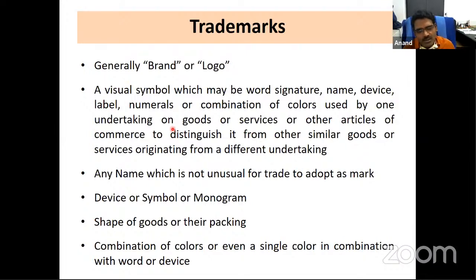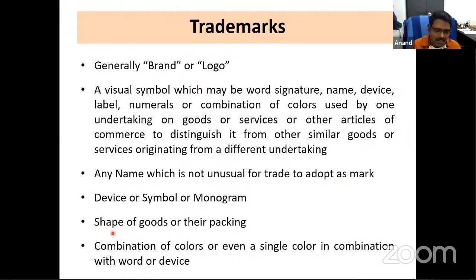So for products also, we know when you talk about, say, Nike, so it is a trademark logo. From the appearance of that word as well as the brand logo, you know what it is, and you know how genuine the goods are. So any name which is not usual for trade to adopt as a mark can be called a trademark. A device or a symbol or a monogram, anything can be used as a trademark. And shape of goods or their packing can be used as a trademark. For instance, we talk about these bottle shapes, right? So, the Coca-Cola bottle, or for instance, the Amul ghee, what is the shape of the bottle? So these again can be considered as trademarks.